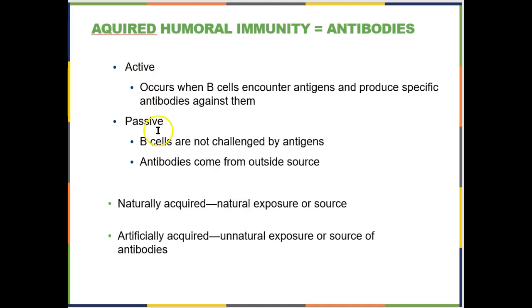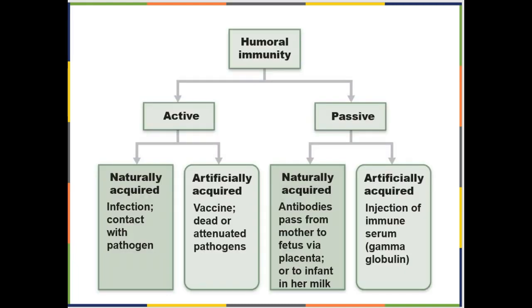Then both active and passive come in natural and artificially acquired flavors. So naturally acquired immunity means that your exposure was a natural source. Artificially acquired immunity means your exposure was an artificial source. And when we put it all together, it looks like this, right? So naturally acquired active immunity means you're making your own antibodies because you were exposed to the pathogen in a natural way. This is getting sick. This is the first time you have chicken pox, or the first time you get the coronavirus.